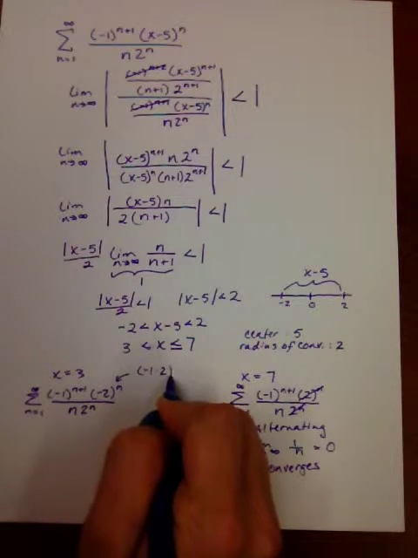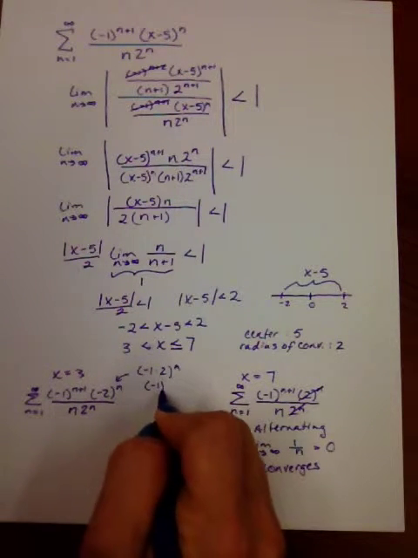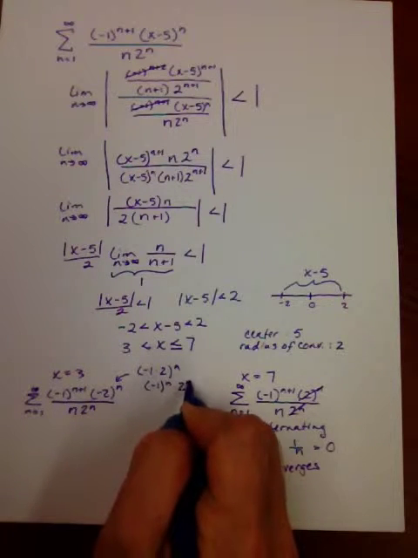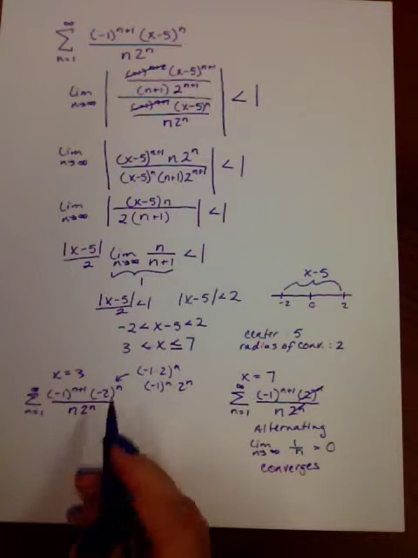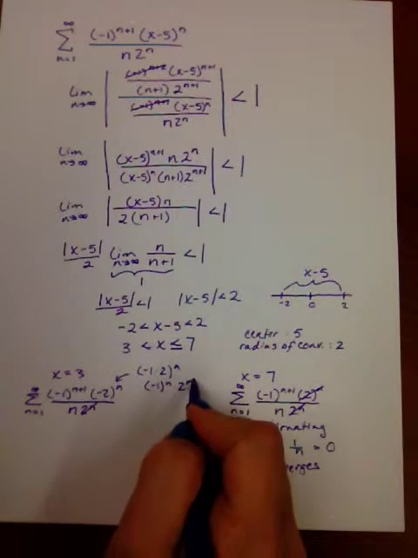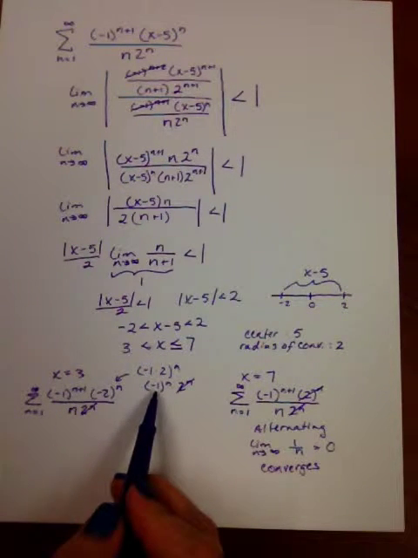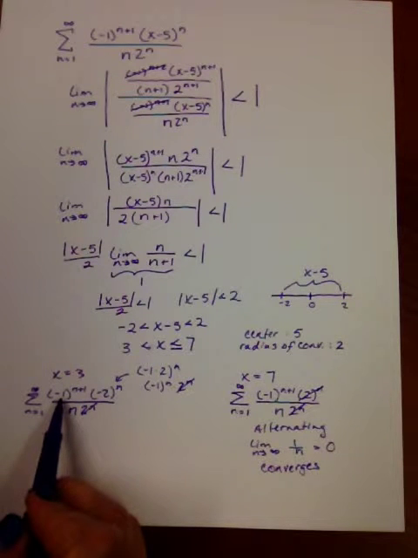To check the other endpoint, you need to know that negative 2 to the n is really negative 1 times 2 to the n, or negative 1 to the n times 2 to the n. So what's going to happen here is my 2 to the n's are going to cancel out, and I'm going to be able to combine this negative 1 to the n and this negative 1 to the n plus 1 by adding the exponents.